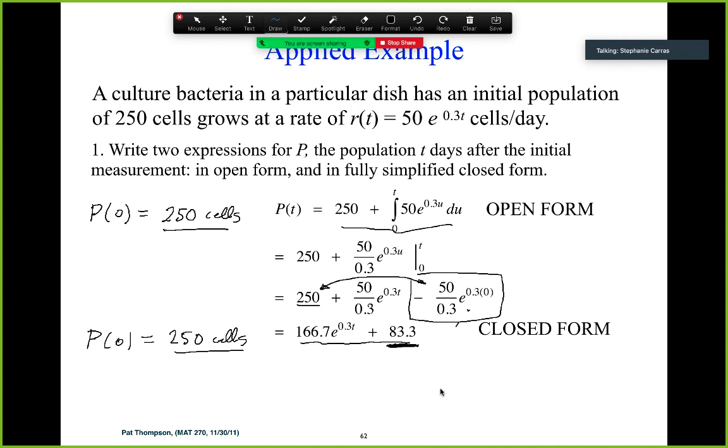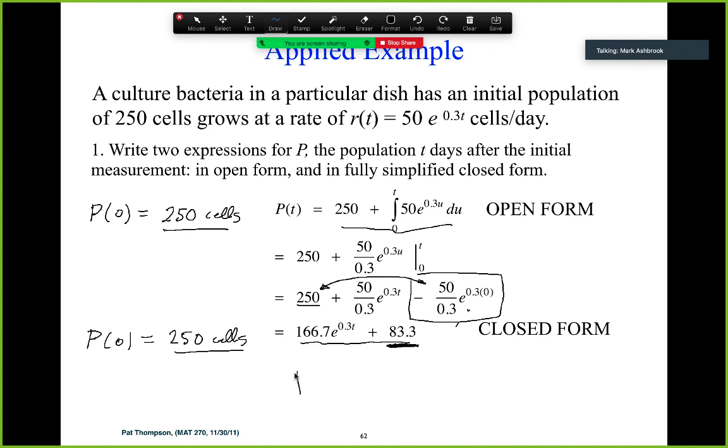So if we were given that t is equal to 0, to find P of 0, would you just plug in 166.7 e to the 0.3 times 0? It's the same way you've been evaluating functions your whole life.